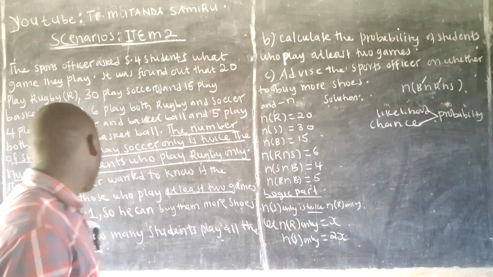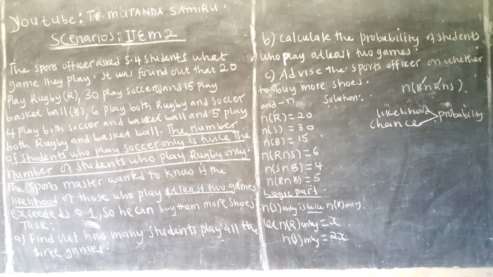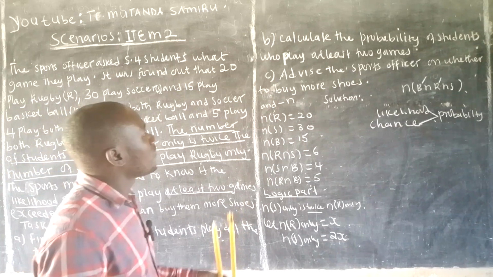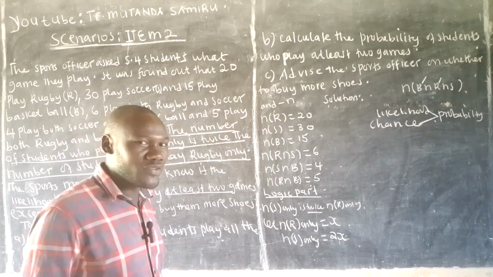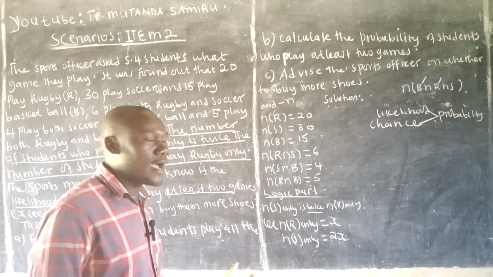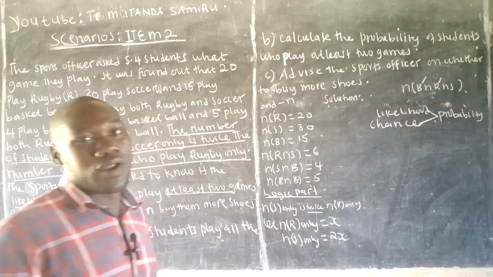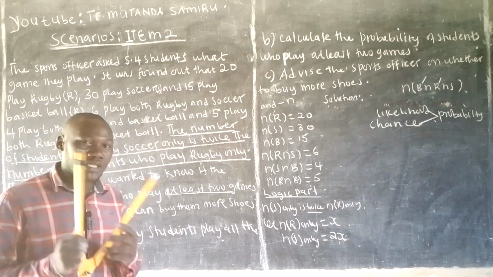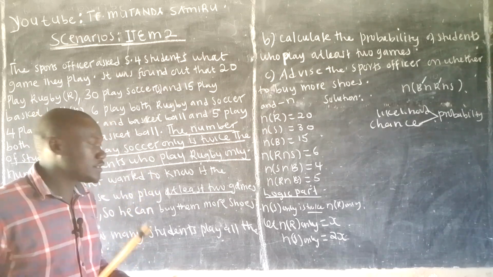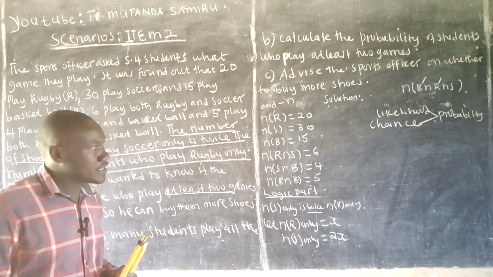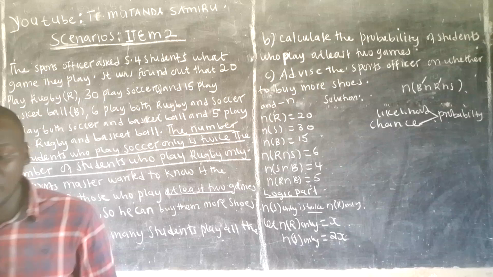Now we have all the information summarized. Task: find out how many students play all the 3 games. Calculate the probability, but anything to do with calculating, we must have a Venn diagram at hand. So let's now draw our Venn diagram. Please, when drawing a Venn diagram, we strictly use a compass. Don't risk it. All right, so let's do the Venn diagram very fast.